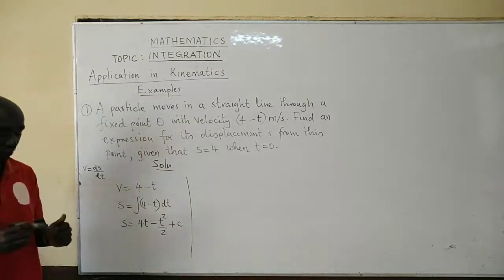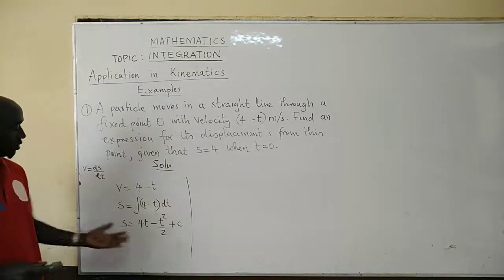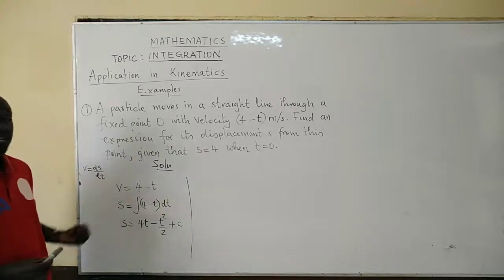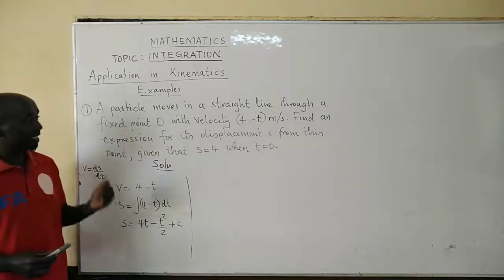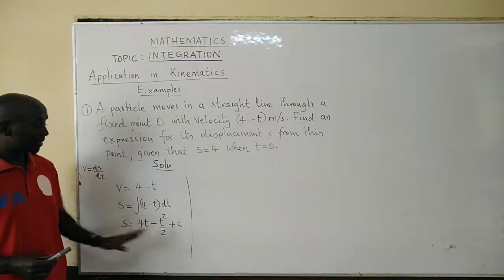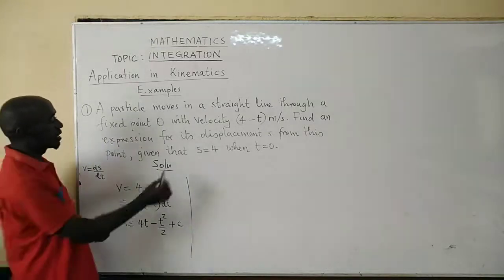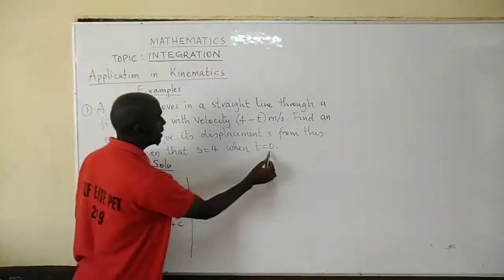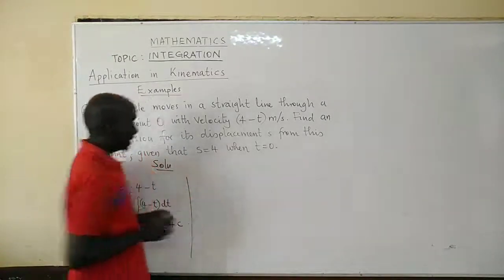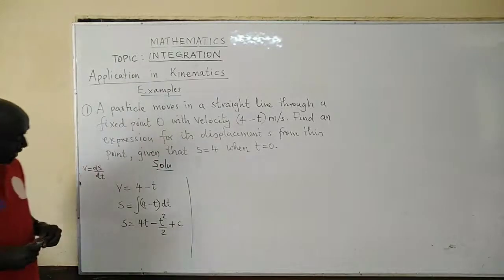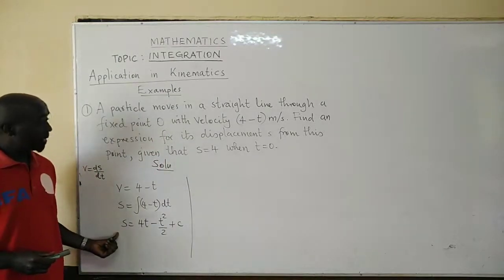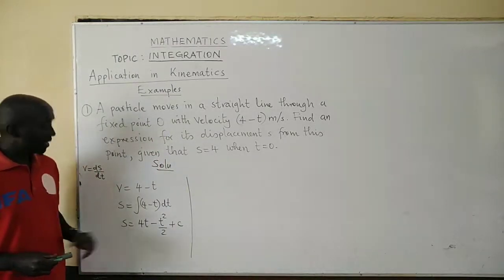How can we get that constant? Because we are supposed to give the expression of s in terms of t only, this constant must be found. We can get this constant using the information given here: s is equal to 4 when t is equal to 0. So you just come to this expression here, replace s with 4 and t with 0.